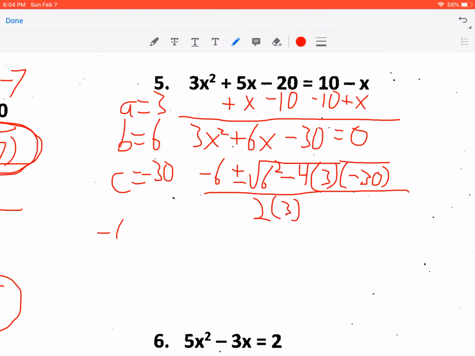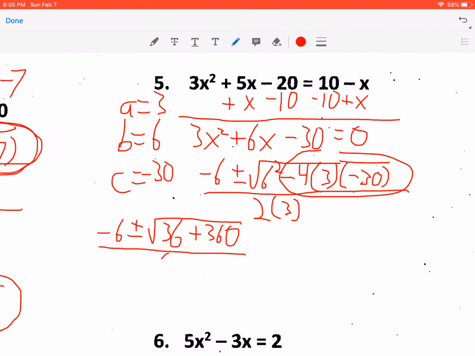All right, so we get negative 6 plus or minus 6 squared is 36. Negative 4 times 3 is negative 12. You can use your calculator on these. So that's a negative 12 and a negative 30. That's 360, but that's a plus 360. You had two negatives there. Divided by 6, so I got 396. So what I have is negative 6 plus or minus the square root of 396.